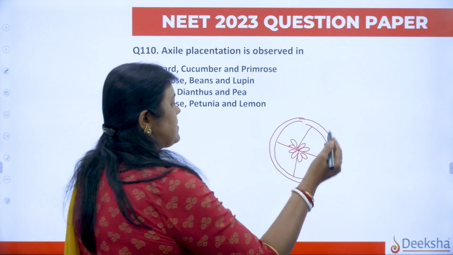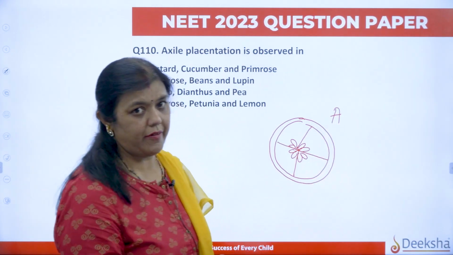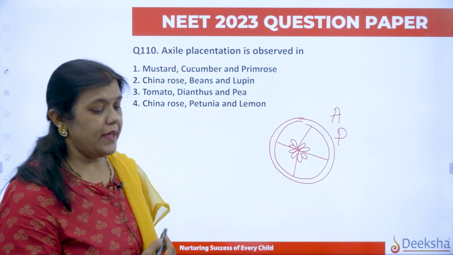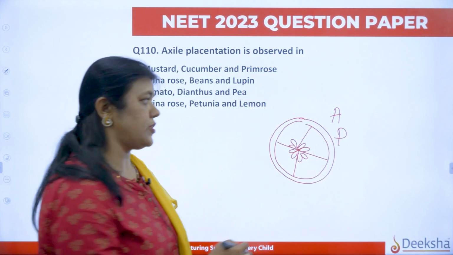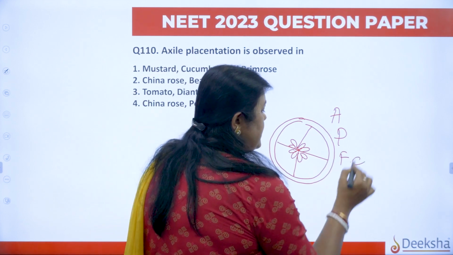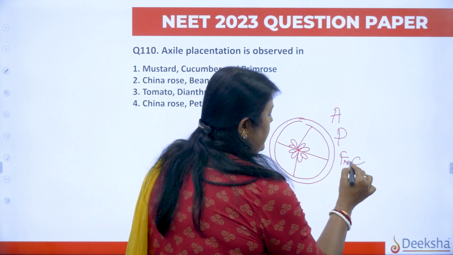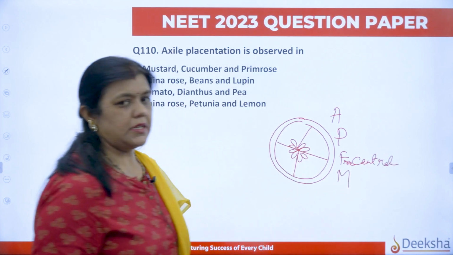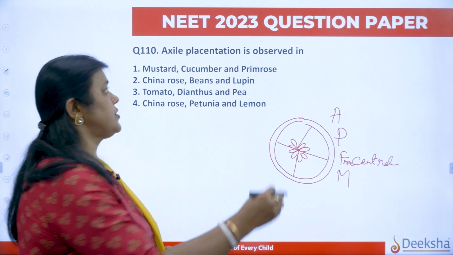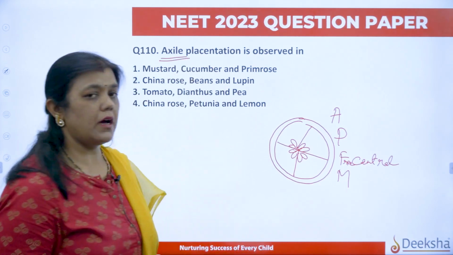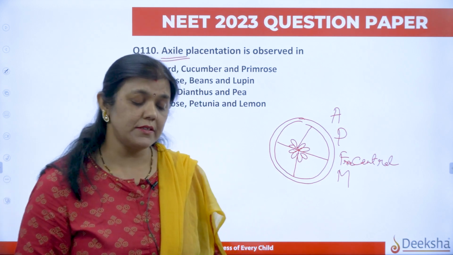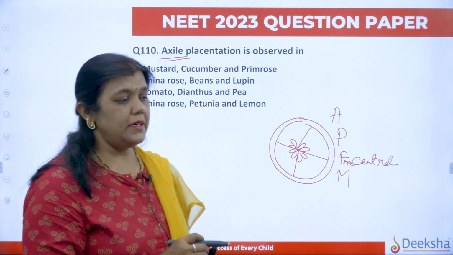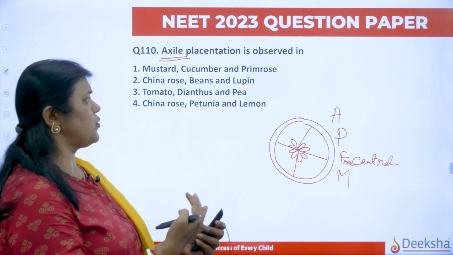Now let us divide these examples quickly placentation-wise. So what are the placentations we have? We have axial placentation, I'll write A over here. We have parietal placentation, I'm going to write P over here, and then we have another 2 more, free central and marginal. Okay, so these are the 4 types of placentation. Our question is to find out which of the plants are showing axial placentation only. So mustard, and you will be seeing how many examples are there? Let's count: mustard, cucumber and primrose.